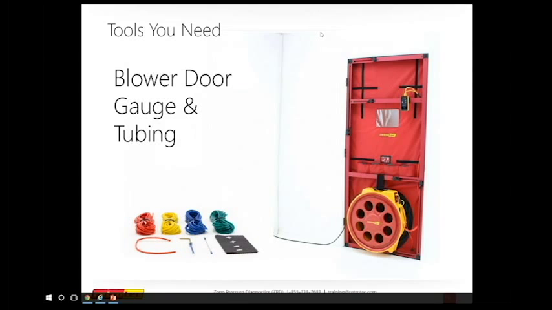Well, you're going to need tools. Obviously, there are tools that you're going to need to enable you to actually run a test, to do the ZPDs. And first and foremost, you're going to need a blower door, because this is what we're going to use to actually create a pressure difference. So that 50 pascals that Bill talked about, and that could be a positive or a negative depending if you want to pressurize or depressurize.